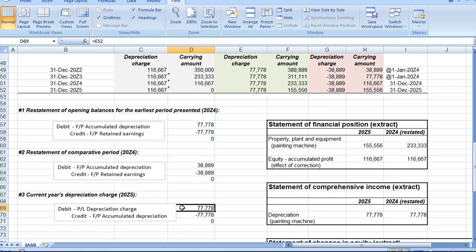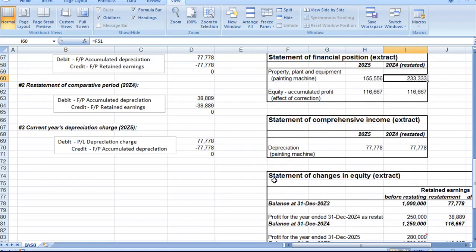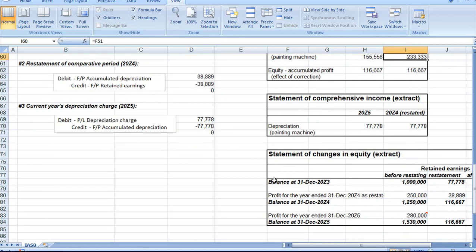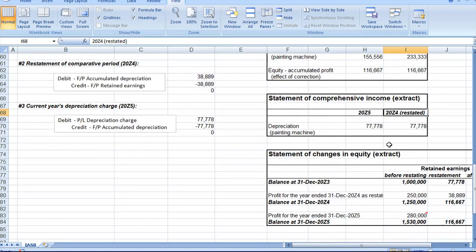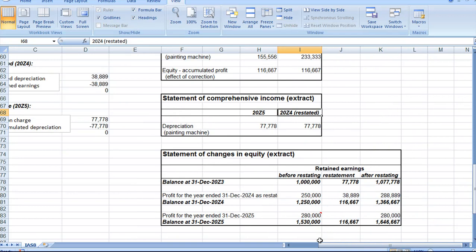Let me quickly show you how it looks in the financial statements. In the statement of financial position, you simply present correct figures, but don't forget to write the word restated at your comparative balance sheet. In the equity, I show only the effect of the correction, but you don't have to do it separately on the face of the statement of financial position. It's okay to do so in the notes. In the statement of comprehensive income, don't forget to show restated depreciation charge for 20Z4 and mark the statement as restated. And let's see the statement of changes in equity.